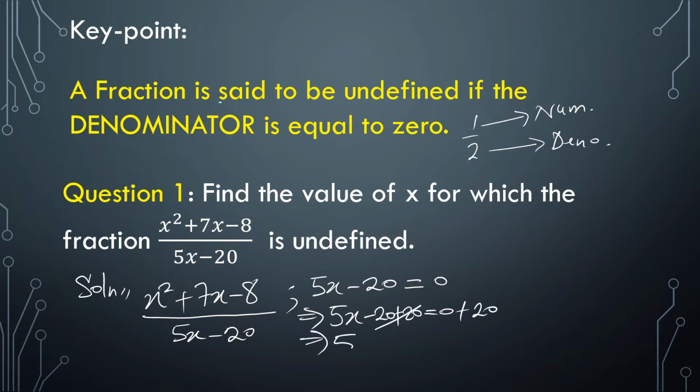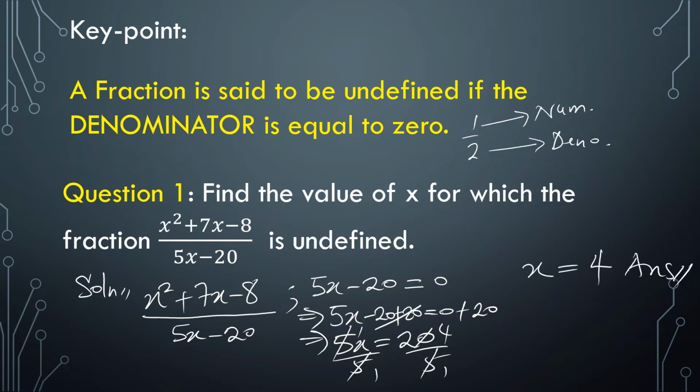We are left with 5x as equal to 20. Dividing both sides by 5, we have 5 here 1, 5 here 1, 5 here 1, 5 here 4. We now have that x is equal to 4. So this is our answer. The question says find the value of x for which this fraction is undefined. The value of x for which this fraction is undefined is x equal to 4. Let's go to the next question.